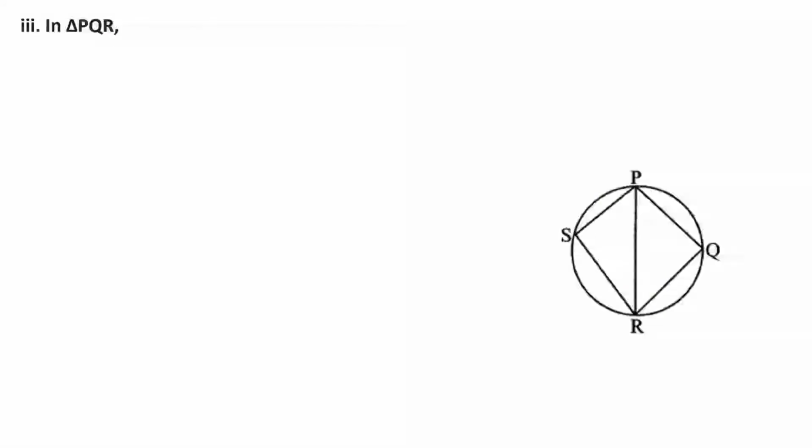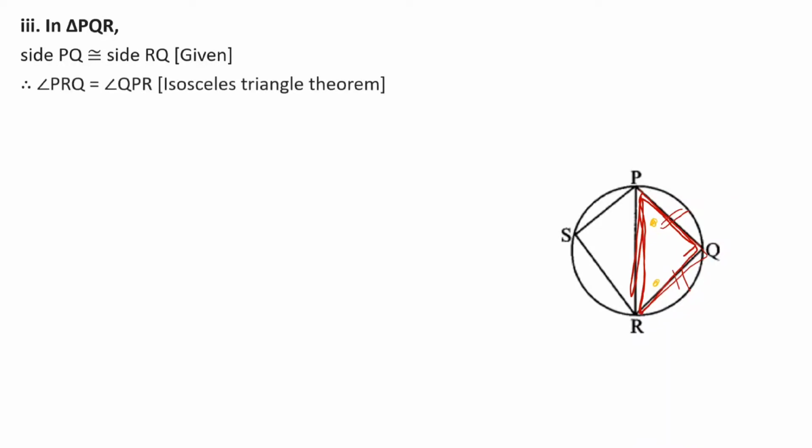Now in triangle PQR, these two sides are equal. You can see in this figure, PQ and RQ are equal. So the two sides of triangle PQR are equal. That means this triangle is an isosceles triangle. And we know that if two sides of any triangle are equal, then the angles opposite to those two sides will also be equal. So in this figure, you can see angle P and angle R will be congruent to each other according to the isosceles triangle theorem. So PRQ equals QPR.